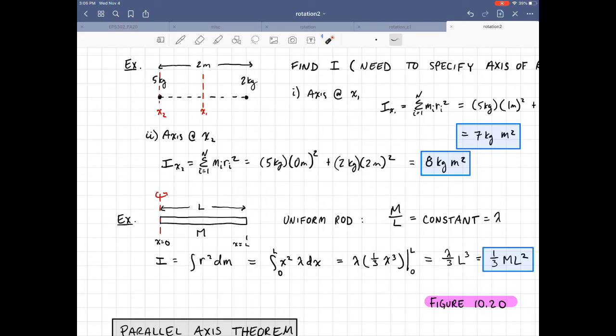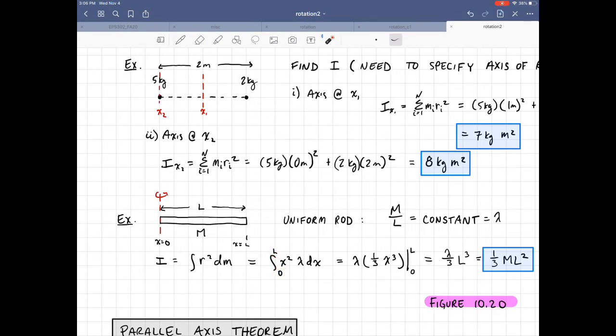Now, I've got this set up so that I've got an x-axis here. So x equals 0 is where I'm starting. The rod ends at x equals L. And so instead of r, I'm going to use x as my variable. And I'm going to be integrating from, well, x can go from the left edge, which I'm calling 0, all the way to the right edge, which I'm calling L. So those are my bounds.